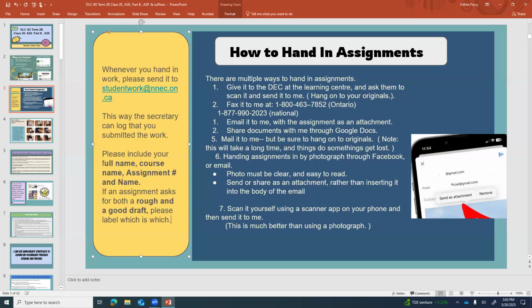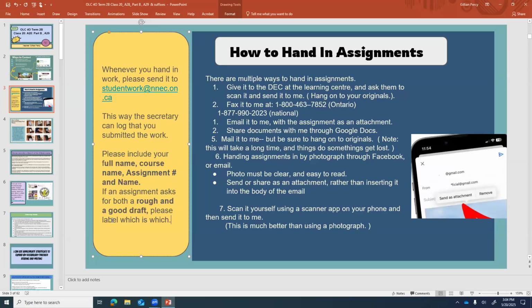Other ways to hand in assignments, you can give it to the DEC at your learning center. They can scan it and send it to me through the email that way. That's a lovely way to do it. You can also fax it to me, 1-800-463-7852. That's if you're in Ontario. If you're outside of Ontario, 1-877-990-2023. Like I said, some people share documents with me through Google Docs. You can mail it to me, but it's very slow, so I don't recommend it. If you do that, make sure to hang on to the originals and only send me your copies.